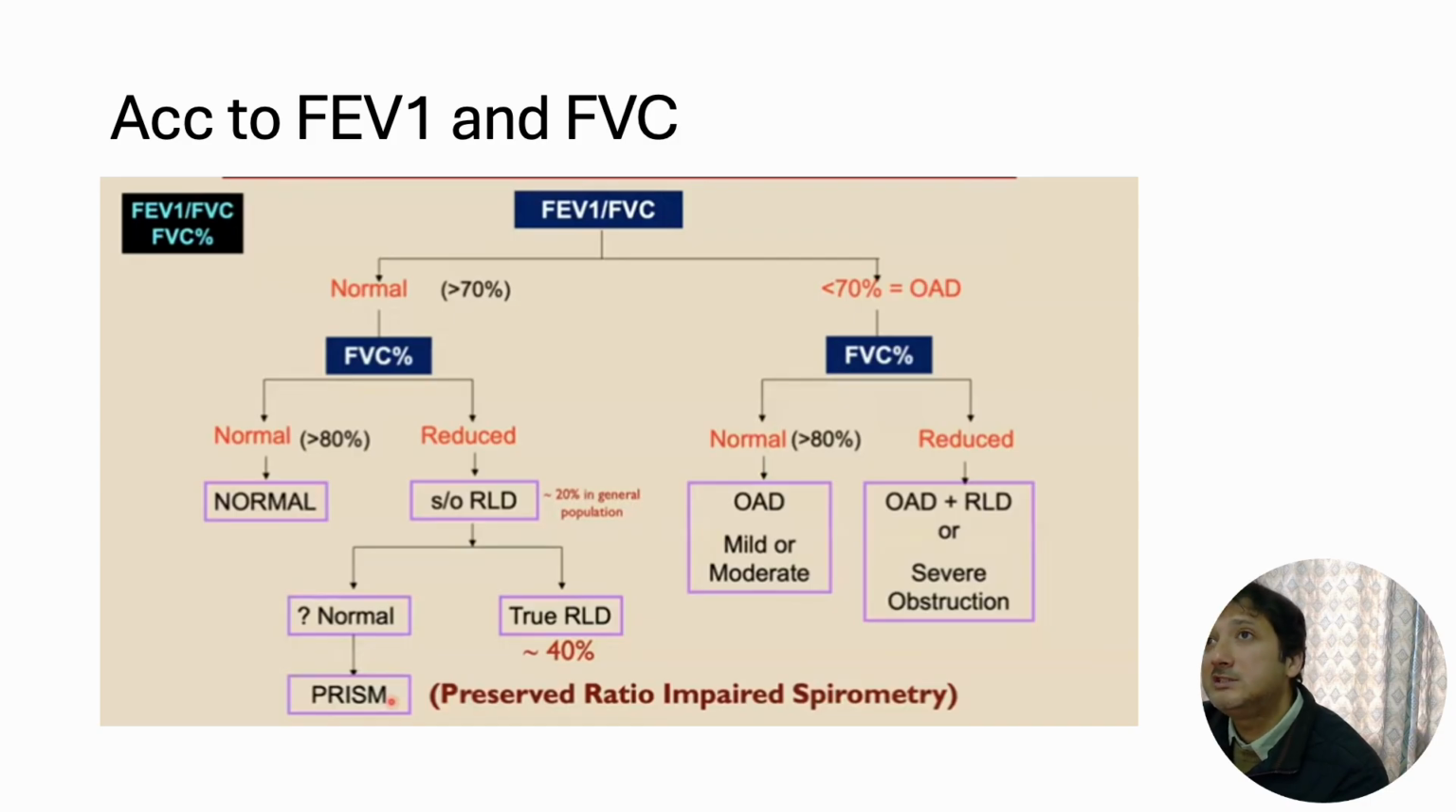Or if the obstruction is very severe, FVC will also be reduced. So if the FEV1/FVC ratio is normal or greater than 70%, then we check the FVC. If FVC is normal, the patient is normal. But if FVC is reduced, then we have to suggest that it is a restrictive lung disease.